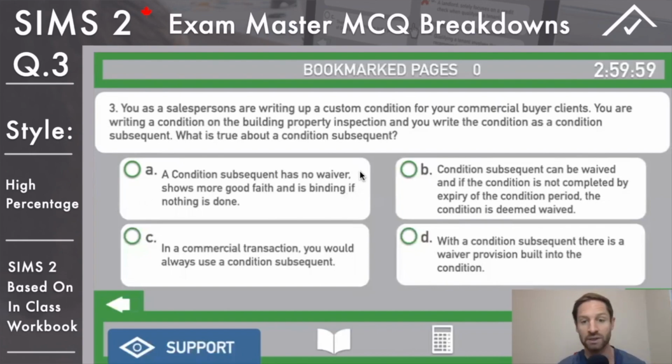Okay. B, condition subsequents can be waived, and if the condition is not completed by expiry of the condition period, the condition is deemed waived. It cannot be waived. Condition subsequents cannot be waived. C, in a commercial transaction, you would always use a condition subsequent, although they are used quite often, significantly more than in residential, right? There are multiple ways to write a condition. D, with a condition subsequent, there is a waiver provision built into the condition. There is no waiver.